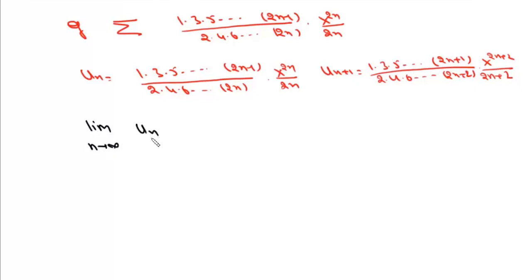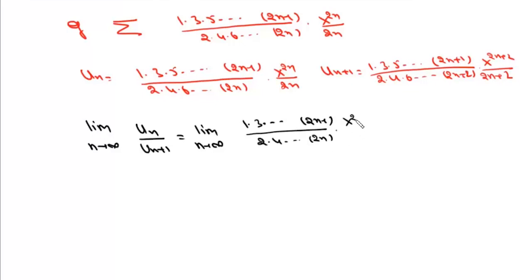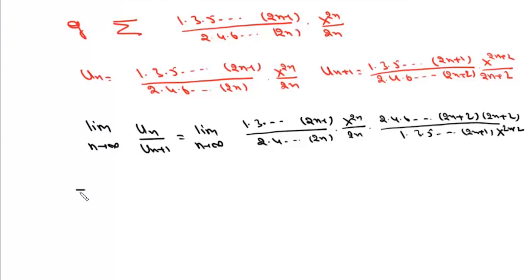Now first we'll use the ratio test, and for this we'll find this limit: n tends to infinity un upon un plus 1. So it will be this limit, n tends to infinity. Now un is this 1, 3 up to 2n minus 1, and this is 2, 4 up to 2n, x to the power 2n upon 2n, and here it will be this 2, 4, 6 up to 2n plus 2, 2n plus 2, and this is 1, 3, 5 up to 2n plus 1, x to the power 2n plus 2.